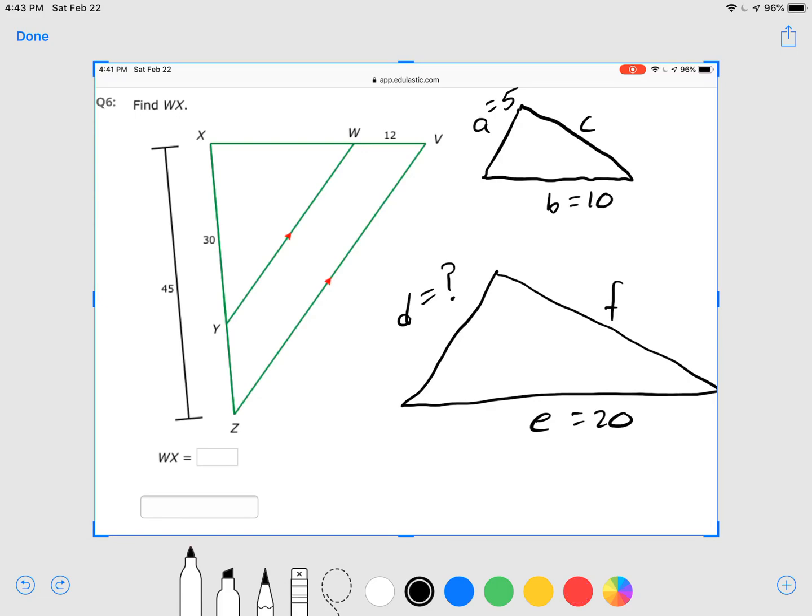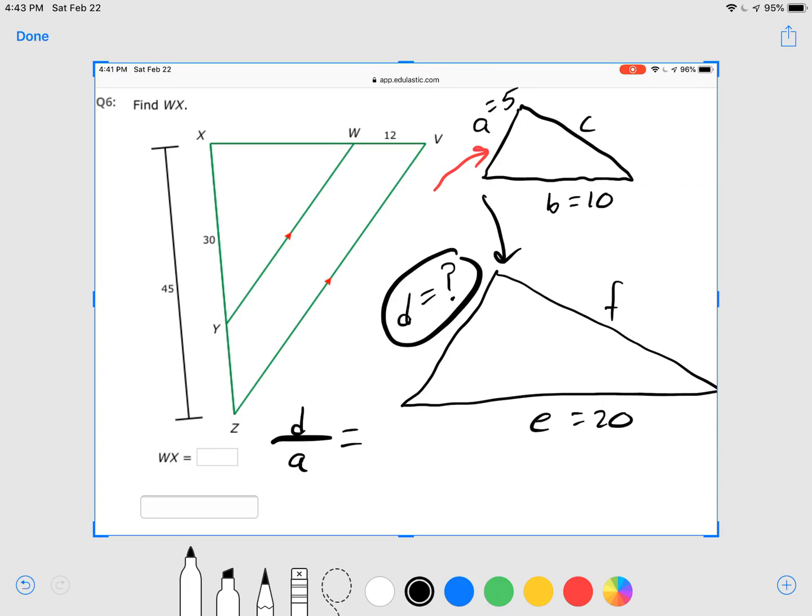The way I always like to write it is I like to set up the proportion first with what I'm looking for. So I'm looking for D, so I go ahead and set up my proportion with D on top. And then what we do is we go look at the other triangle and see what side corresponds with D. So the side that corresponds with D, but for the little triangle, is this one, side A.